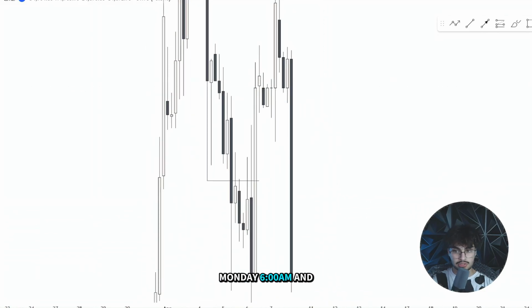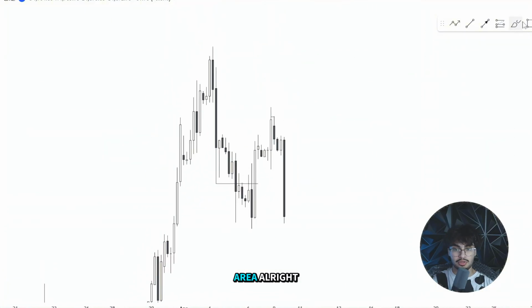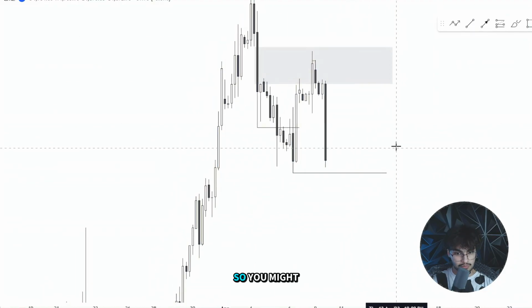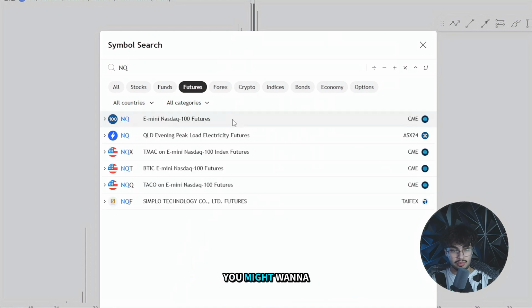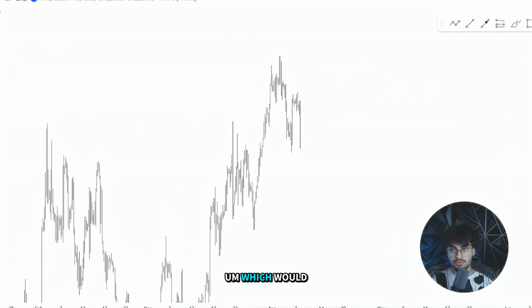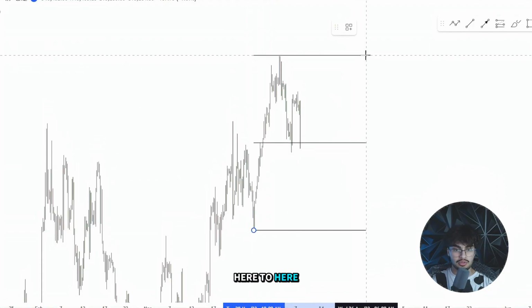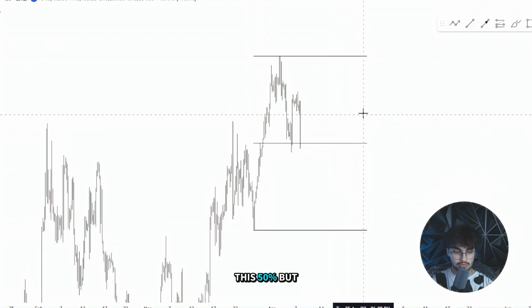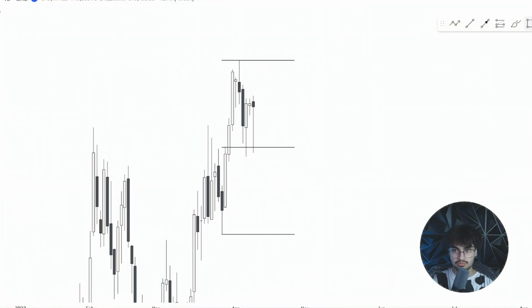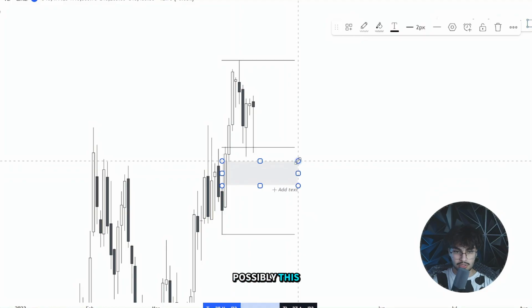So this is Monday, 6 a.m. And wow, we get a dump from this area. All right, so we respect this 4-hour gap here. And then we see this here. So you might want to see the daily external lows. You might want to continue lower into the 50% of the range like I mentioned, which would be from here to here. We're not in this 50%, but I think this daily gap here. Possibly this.